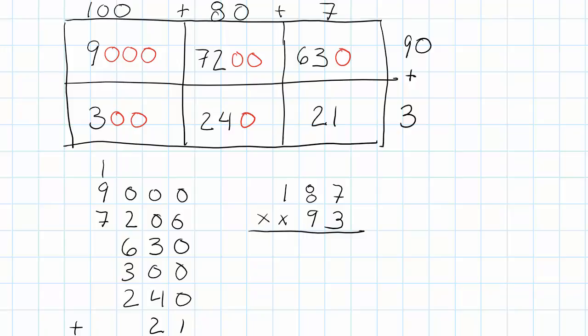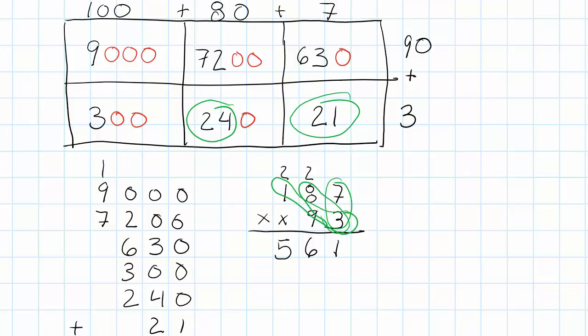3 times 7 is 21. Carry the 2, write down the 1. 3 times 8 is 24. Add in the 2, that's 26. 3 times 1 is 3, add in the 2, and that's 5. So notice what we did. 3 times 7, that's the 21. 3 times 8, that's the 24. 3 times 1, that's the 3.